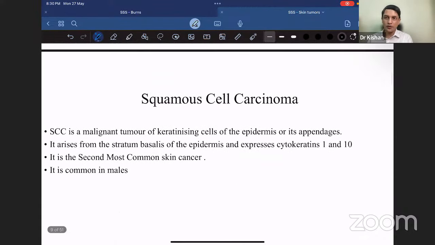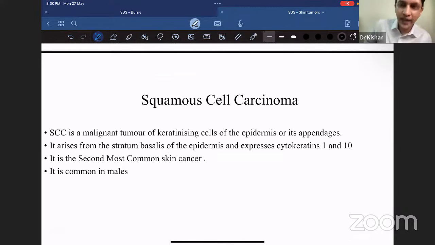Squamous cell carcinoma. Coming to the second most common variety of skin cancer, that is squamous cell carcinoma. This is a malignant tumor. First, we'll write the introduction, then the risk factors and etiological factors, clinical features, investigation, treatment. These 5 headings for a 5 marker. One line each, you'll get 5 marks full if you write these 5 key words.